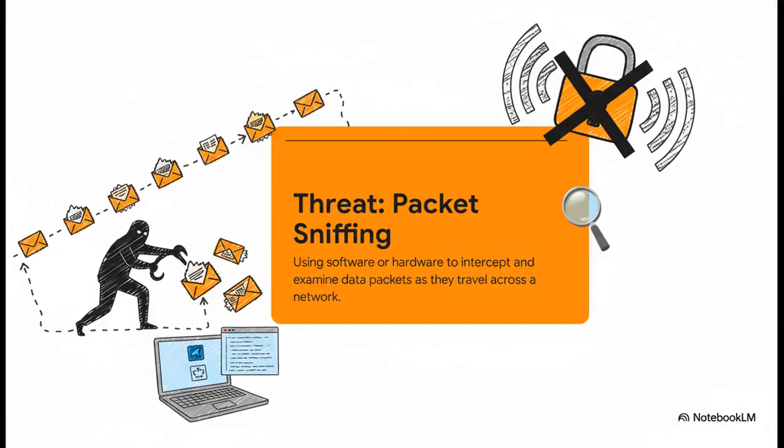One of the most common threats is called packet sniffing. And it's pretty much what it sounds like. On an unprotected network, like a public Wi-Fi, a malicious actor can use tools to eavesdrop on the traffic. If your packets aren't encrypted, it's just like them reading your postcard over your shoulder. They can see passwords, messages, everything.